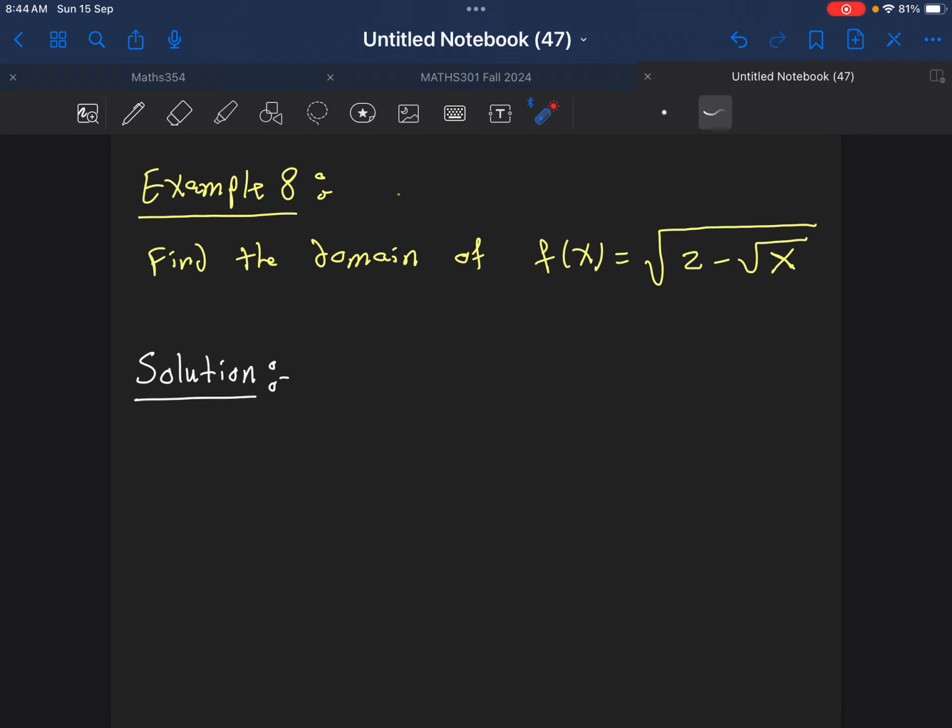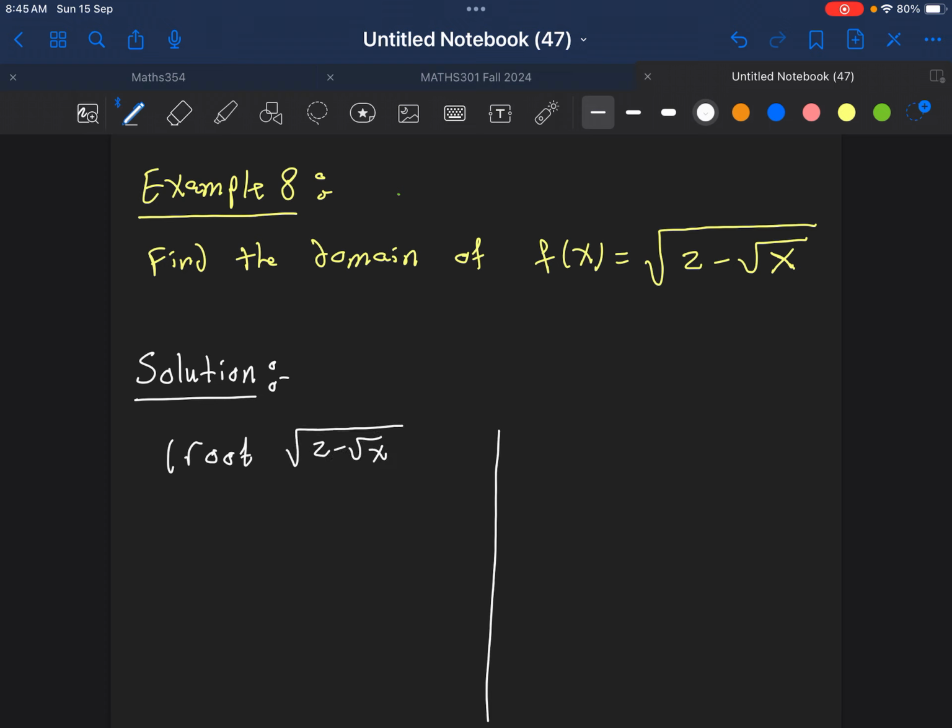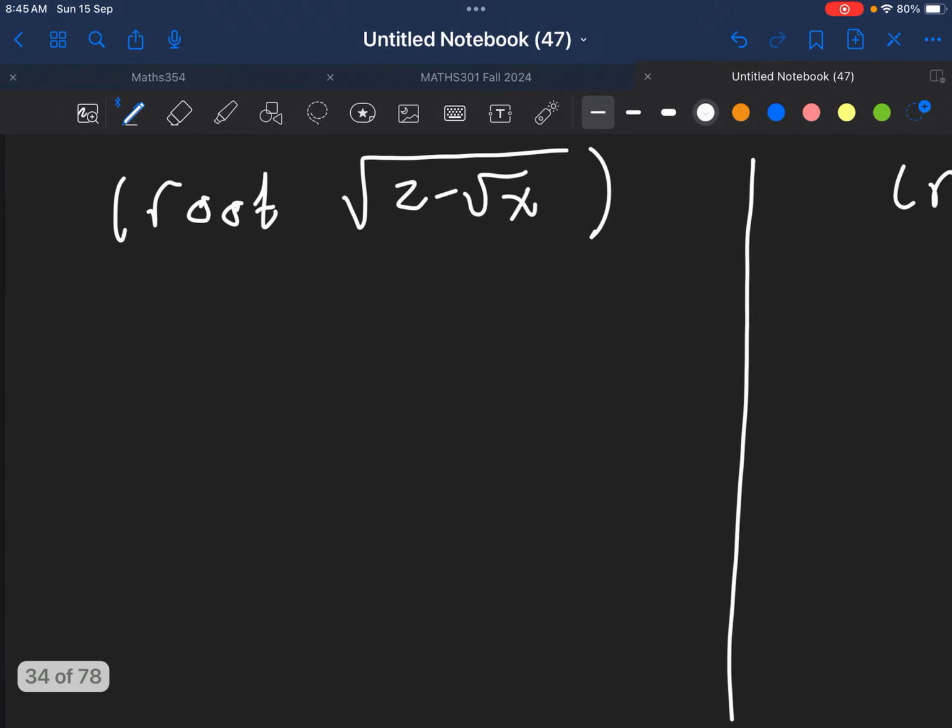Now, what are those two problems I'm referring to? First of all, I have this square root. So that's the first problem. And then I have also another square root. So I need also to divide my page into two. First, I have the first problem as this root. I deal with this. And then I have another problem, which is this root.